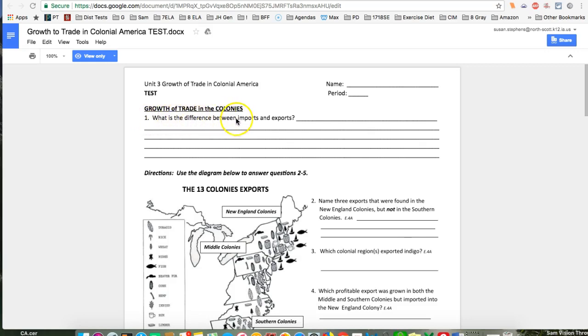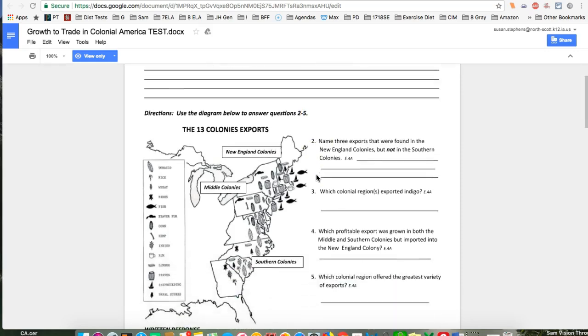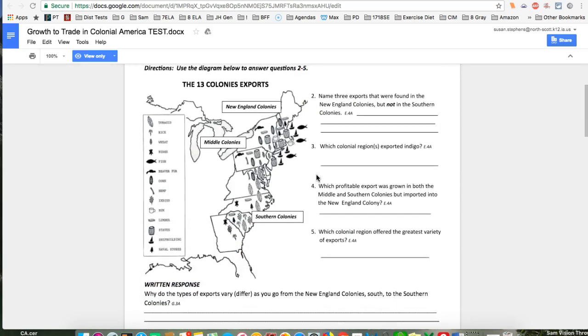1. What is the difference between imports and exports? Directions. Use the diagram below to answer questions 2 through 5. 13 colonies exports. Tobacco, rice, wheat, hides, fish, beaver fur, corn, hemp, indigo, rum, lumber, staves, shipbuilding, naval stores. New England colonies, middle colonies, southern colonies.